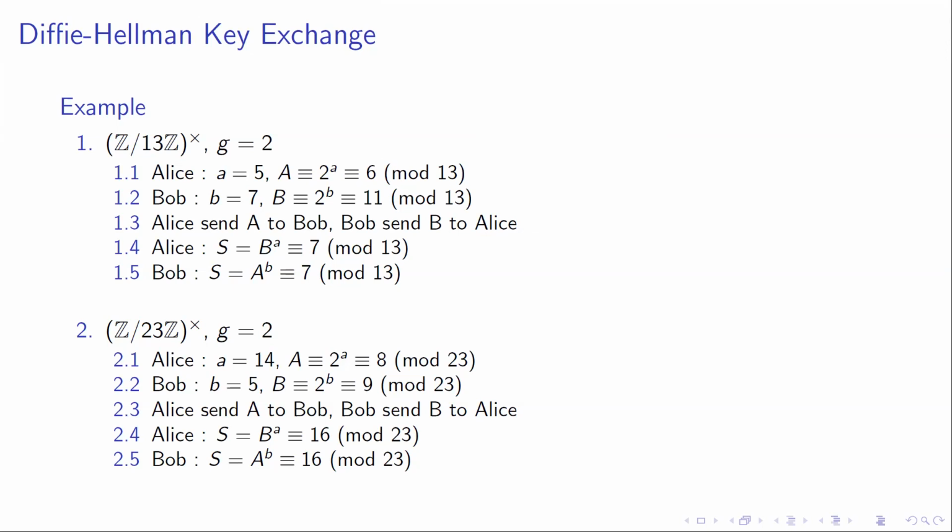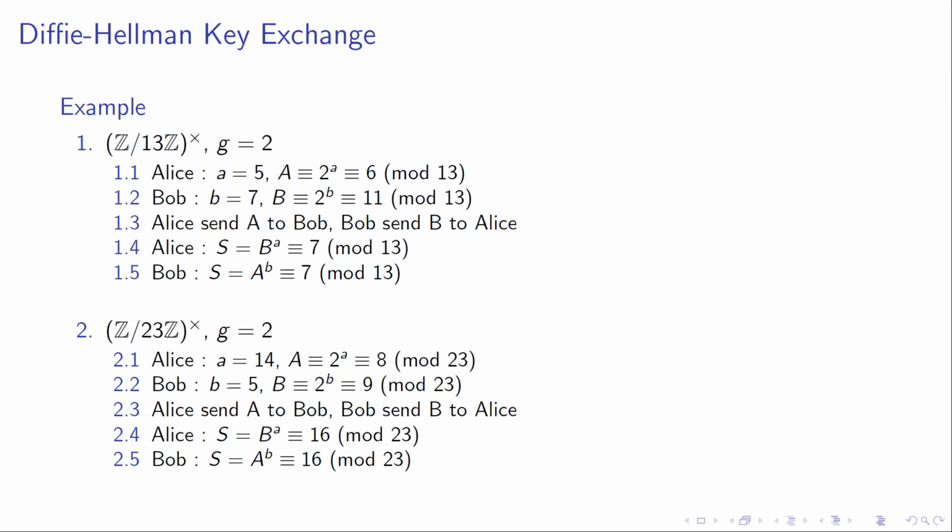Then Alice will have S, which is B to the power of a, which is 7 mod 13. Then Bob will also have S, which is A to the power of b, which equals 7 mod 13. It's quite similar for the second example, which is the group of integers modulo 23 under multiplication, where g equals 2.